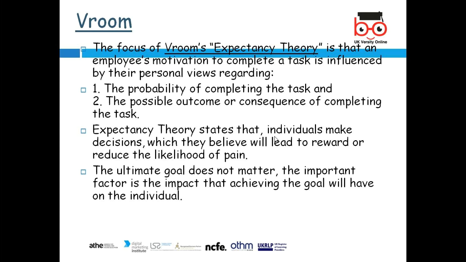So the possibility of completing the task and the possibility of the outcome are the consequences of completing the task. The expectancy theory states that individuals make decisions that lead to the reward and reduce the likelihood of pain. Ultimately, the goal itself does not matter. The important factor is the impact that achieving the goal has on the individual.